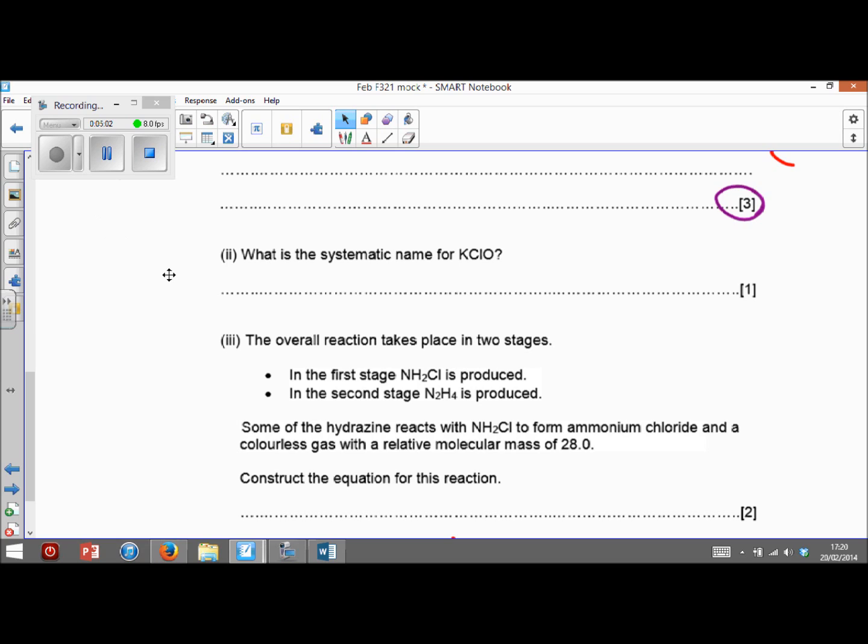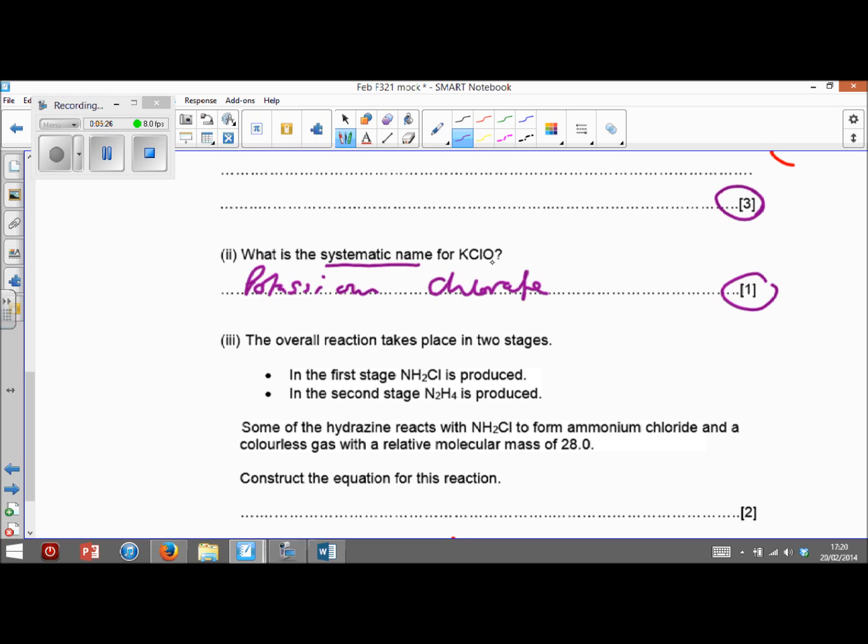So what is the systematic name for KClO? And this is potassium chlorate. Okay, you can put that to get the mark. A lot of people wrote bleach. ClO minus is bleach, but this is asking about the systematic name. You have to say potassium chlorate. Anything with ClO minus has got to be a chlorate.